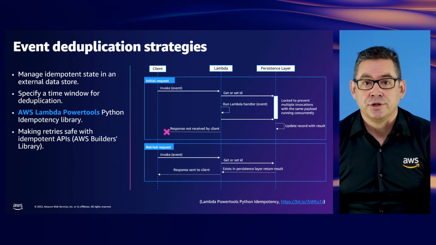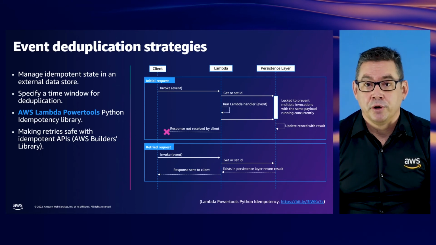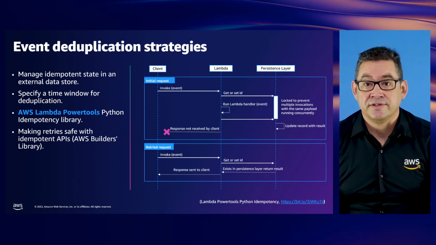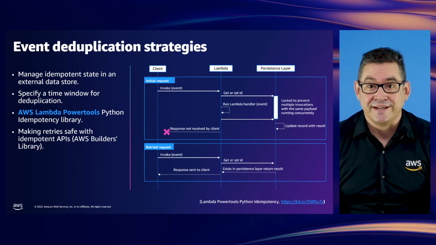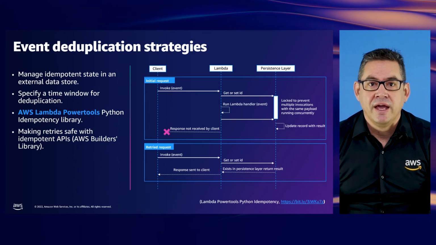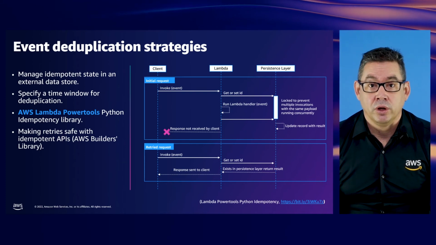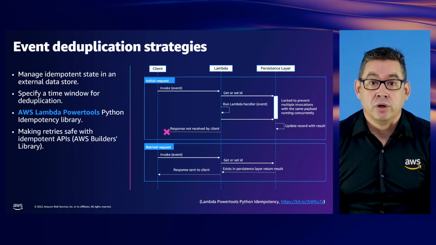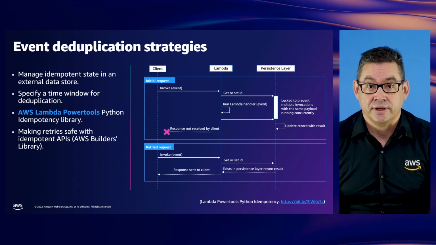In this implementation, an event is being processed by a Lambda function, which includes the idempotency key. The function checks the external data store to see if the key exists, and if it doesn't, it records the fact that it's processing that key, handles the event, and then persists the result in the data store before returning it to the caller. In the event that the result cannot be returned, the caller retries the delivery of the event the second time with the same idempotency key.